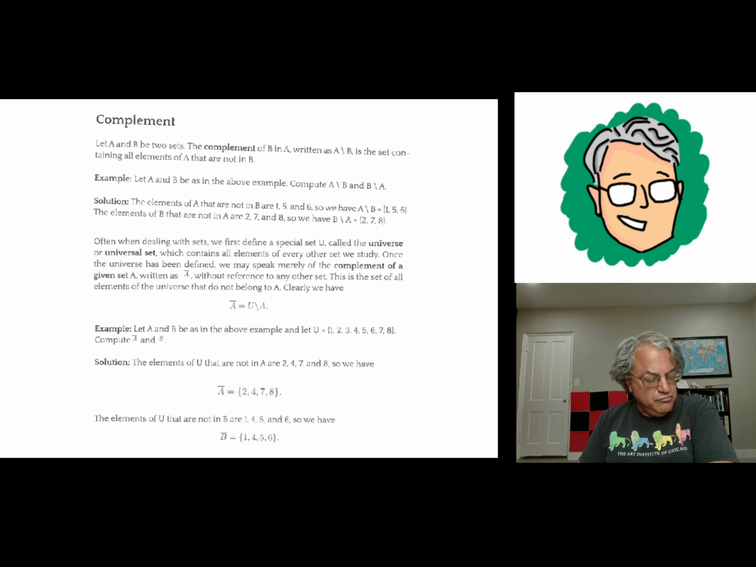And what about B backslash A, the complement of A in B? We do the same kind of thing. We start with B, which is 2, 3, 7, 8. We just eliminate 3 because that's the element that's common to both of them. And we're left with the set 2, comma 7, comma 8. So that's complements. Again, kind of basic.